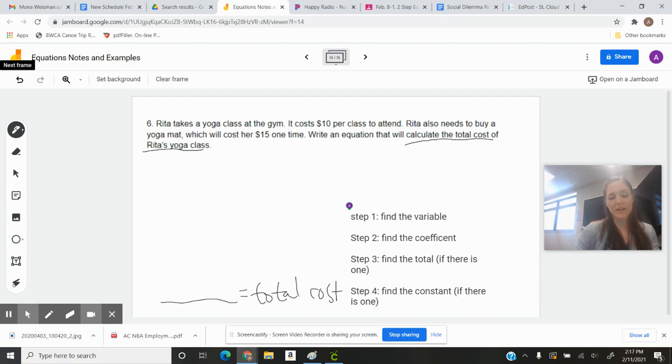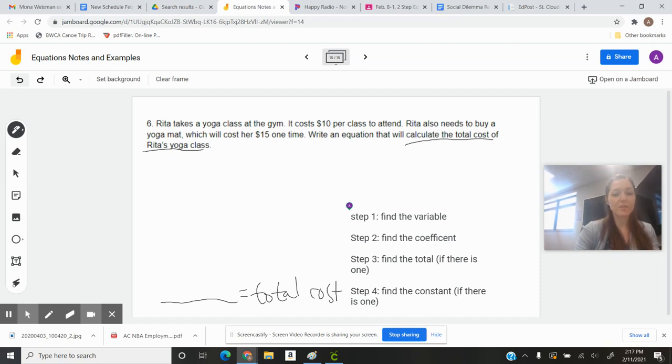All right, so now that I kind of have an idea of what my equation will look like, even though it's a very basic idea, I can go ahead and start filling in the information that will go on this side of the equation. All right, step 1, find the variable. And this is the thing that can change. Remember to look for red flag words like every or per. That usually means there's a variable.